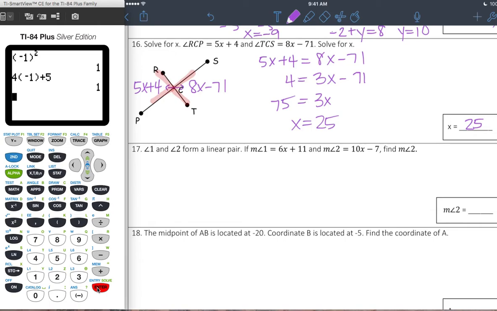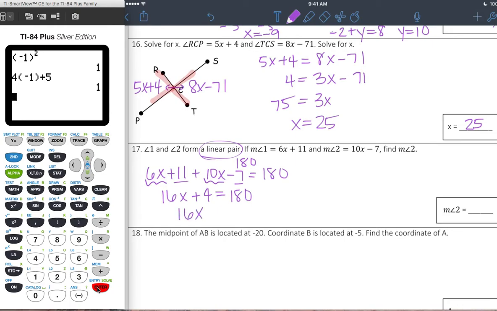All right, number 17. 1 and 2 form a linear pair. Linear means 180. So that means angle 1 plus angle 2 equals 180. So we'll have 6x plus 11 plus 10x minus 7 equals 180. Combine our like terms, 6x and 10x. We'll have 16x. 11 minus 7 is 4. Subtract 4 from both sides, and 16x equals 176. Divide both sides by 16, and x equals 11.